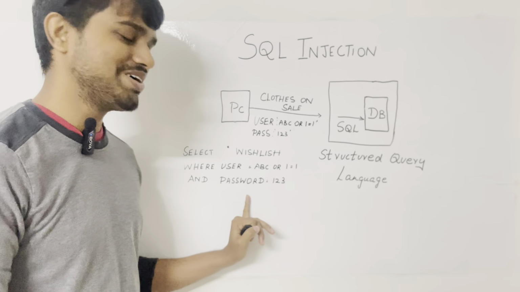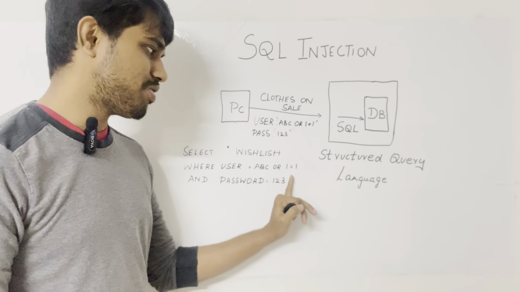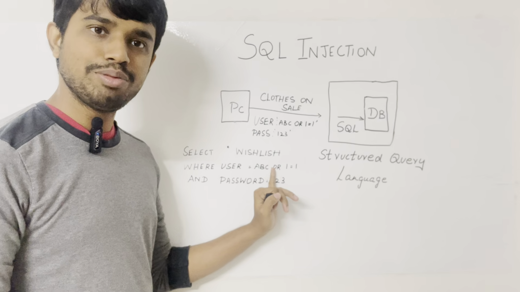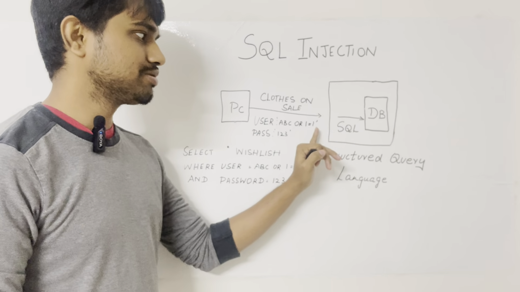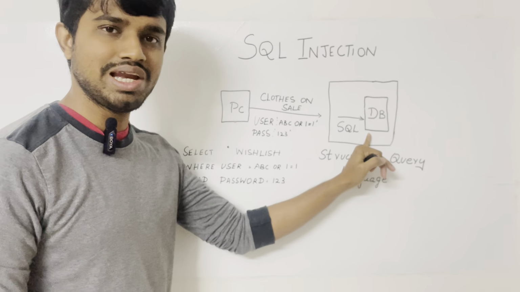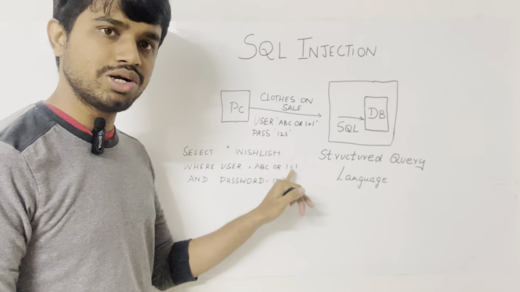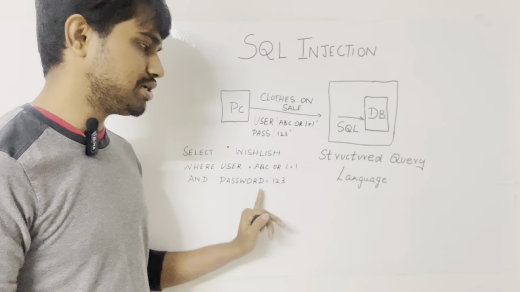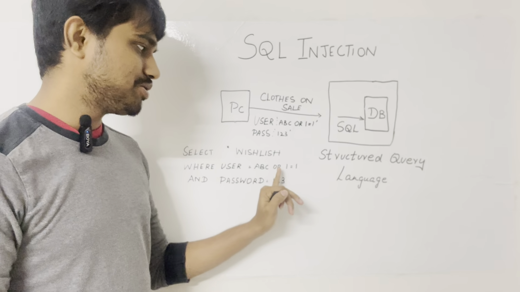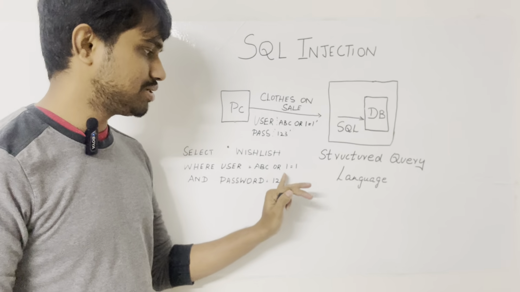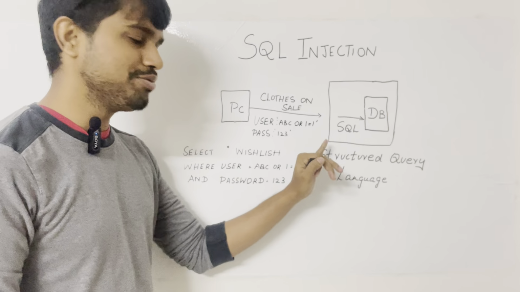So the issue here, you can clearly see, is that this 1 equal to 1 with OR will be true every time. So whenever Myntra asks for any details, it will think that user is equal to ABC or 1 is equal to 1 and password is equal to 123, right? So this OR 1 equal to 1. So if 1 is equal to 1, give me all the details.